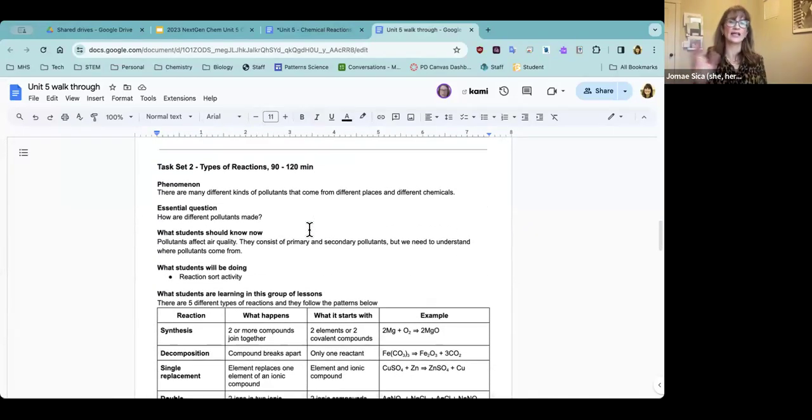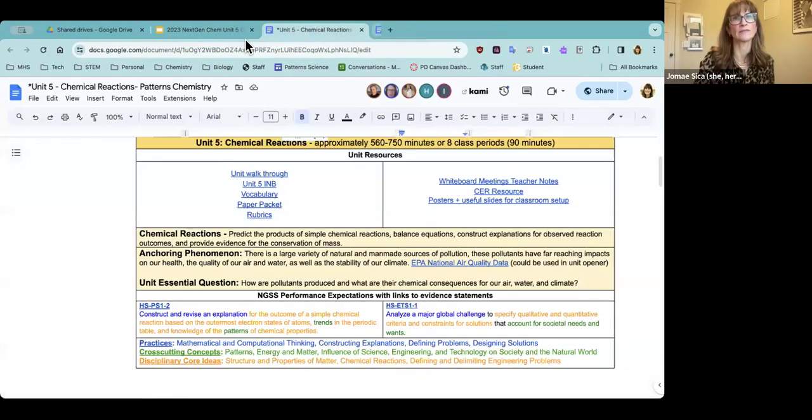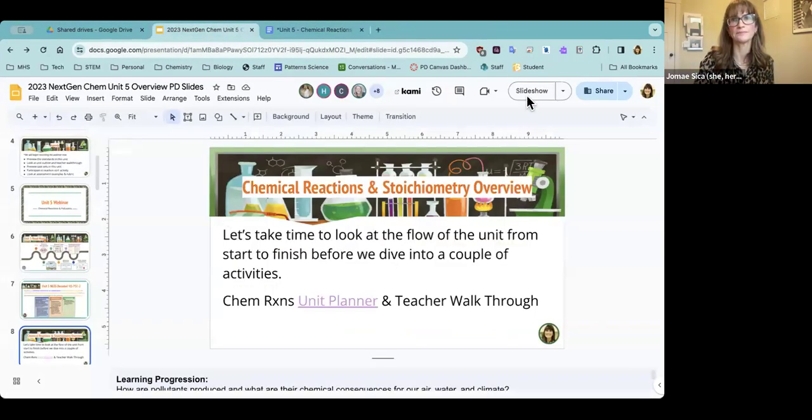If you're thinking about rearranging lessons or flipping things, keep in mind that the lessons are arranged in this particular order, and they build on each lesson as we go through. So that's a little bit about the Unit 5 walkthrough. All right, let's go back to the slides.